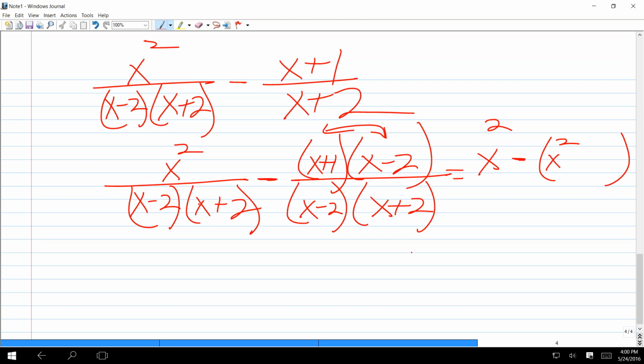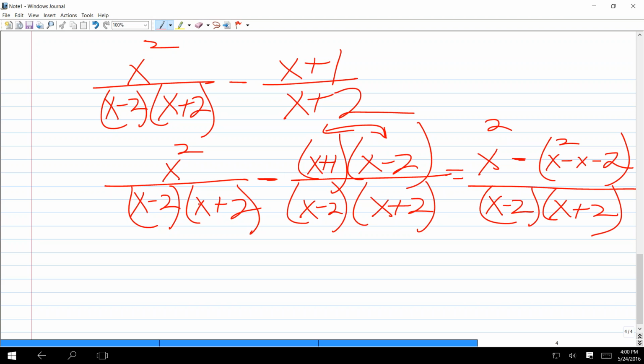So x squared minus 1x. Yeah, okay. And then that's still all over the common denominator. And now I can simplify the numerator.